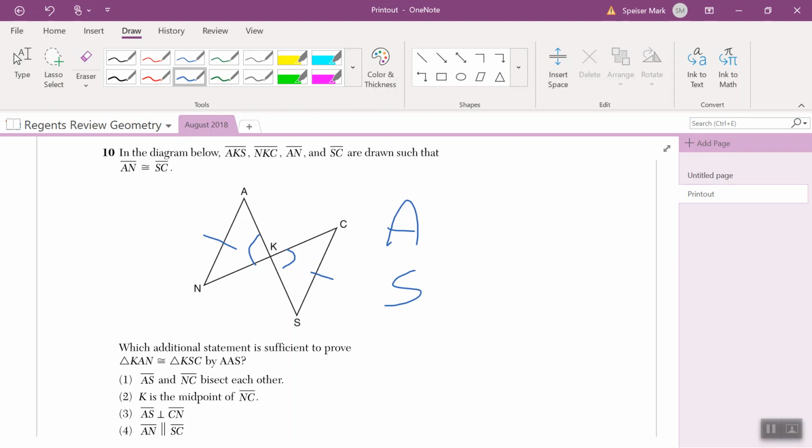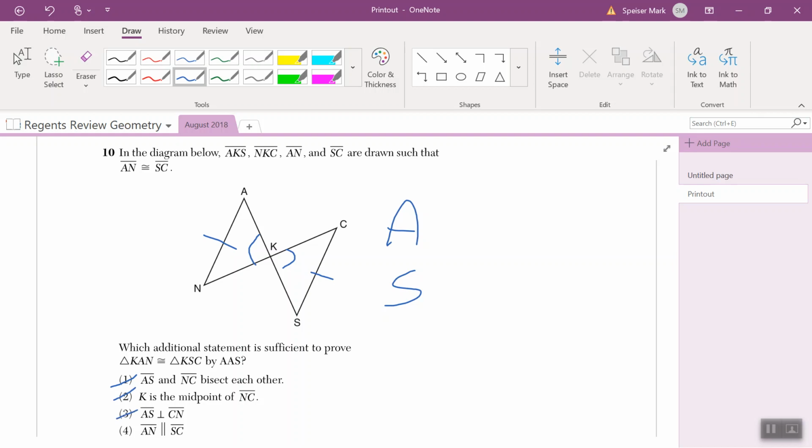So if we have segment AS and NC bisect each other, we get more segments. We don't need that. K is the midpoint of NC. We get more segments. We don't need that. AS is perpendicular to CN. That would give us an angle outside, or the vertical angles, which is not an extra piece of information.